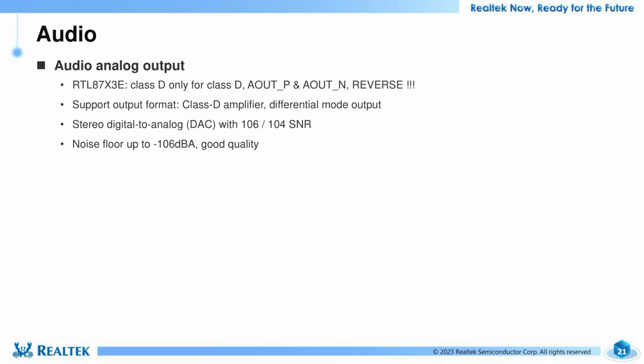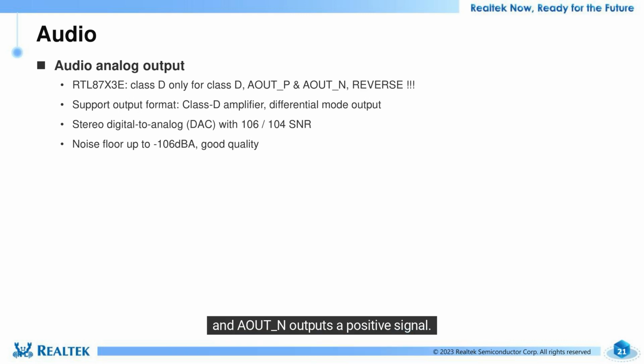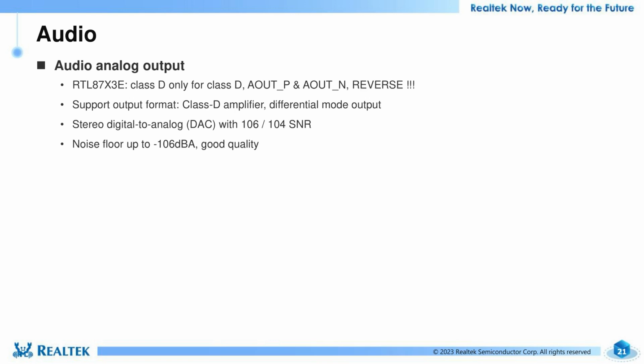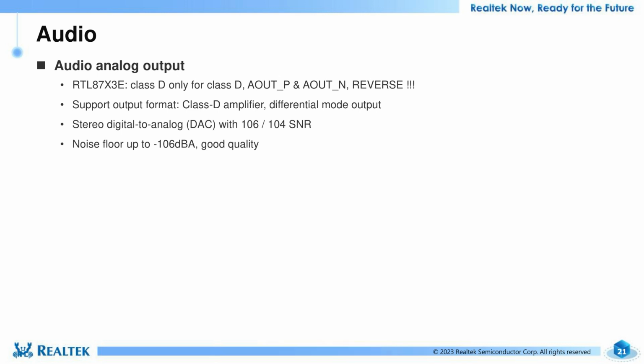Differential output. Please note that the AOUTP and AOUTN need to be reversed, that is, AOUTP outputs a negative signal, and AOUTN outputs a positive signal. Our analog output has good quality. The SNR can reach 106 and 104 dB, and the noise floor can reach 106 dB.